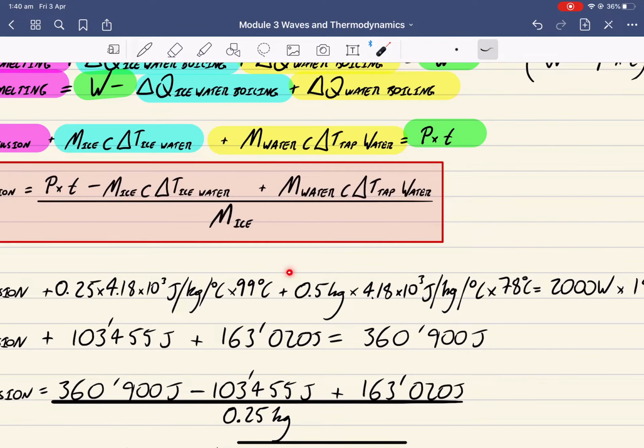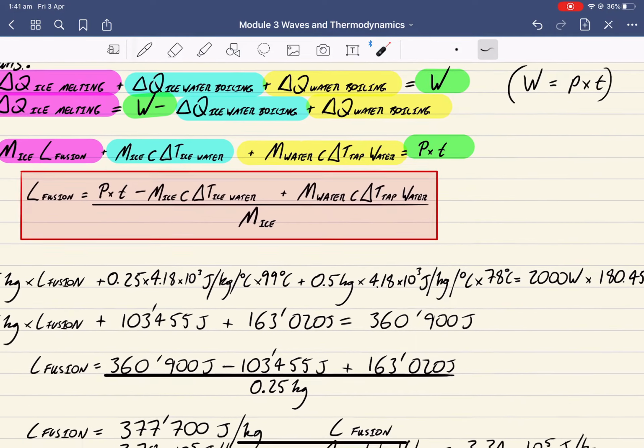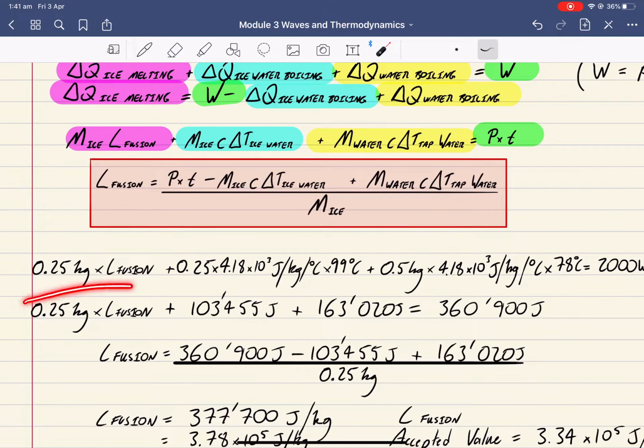And then this was the water that we added, the 500 mils that was already at 22 degrees. Because it went from 22 to 99, that's a change in 78 degrees. Once again, the wattage of our kettle was 2,000 watts, and the time it was on for was 180.45 seconds. Just sort of cleaning this up, we get to this next line here. So 0.25 kilograms times the latent heat of fusion is equal to the energy of the ice water boiling plus the energy of the 500 mils boiling is equal to the energy that the kettle used.